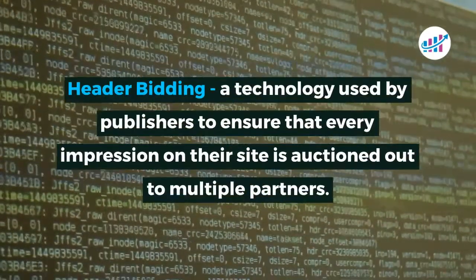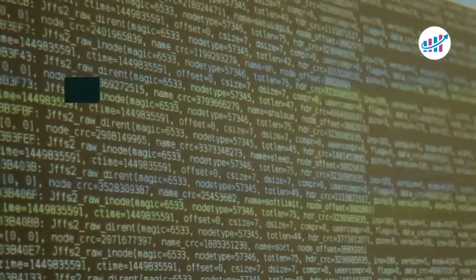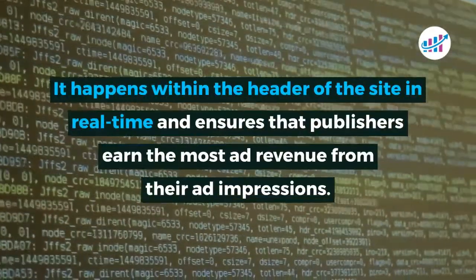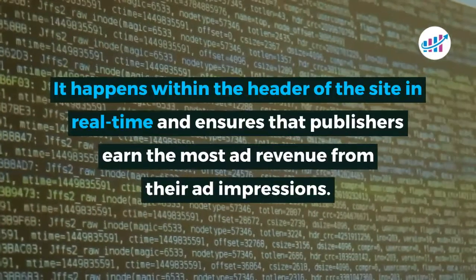Header bidding, a technology used by publishers to ensure that every impression on their site is auctioned out to multiple partners. It happens within the header of the site in real time and ensures that publishers earn the most ad revenue from their ad impressions.